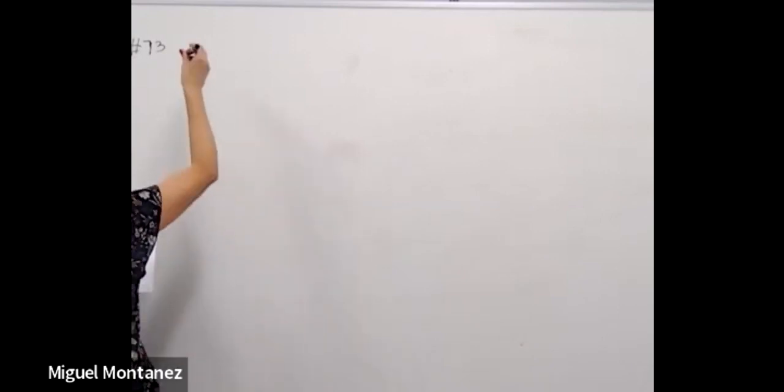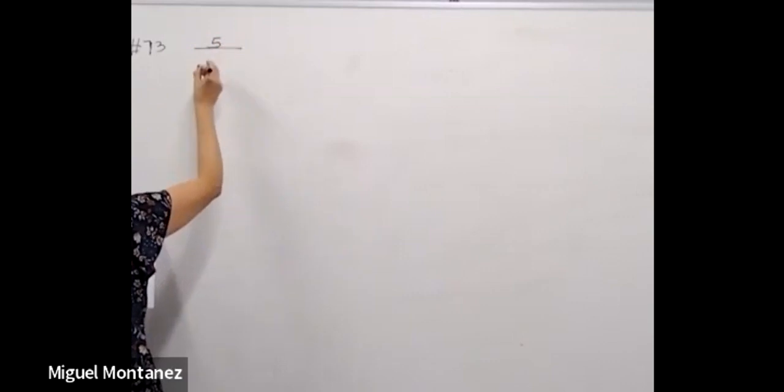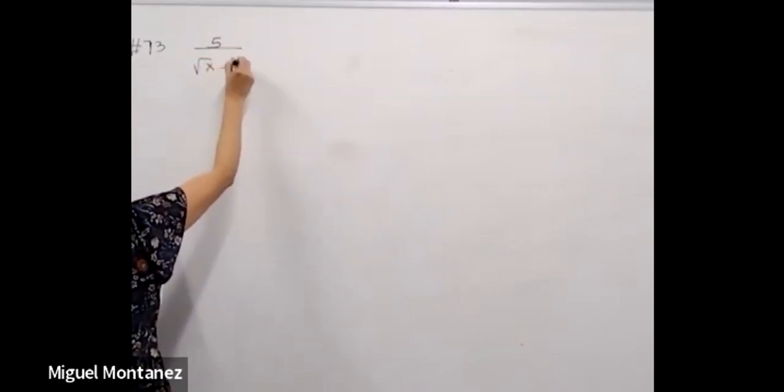So the ones in the review, that would be problem number 73, 74, 75, or 76. So yeah, this one. Like 73, you say, square root of x minus 5 minus 7. Number 73. 5 over the square root of x plus 6.